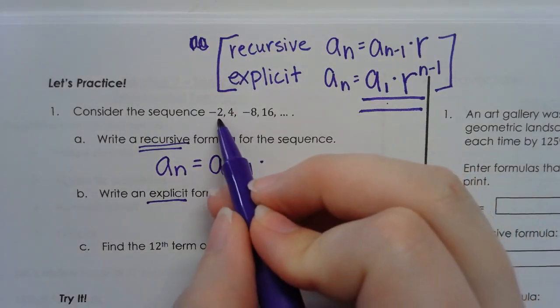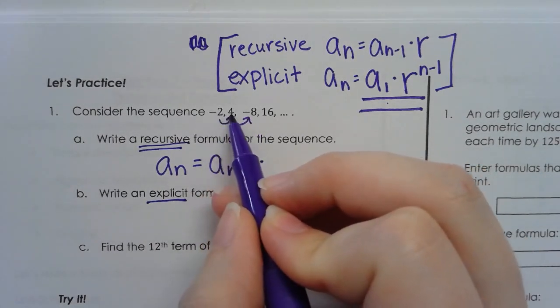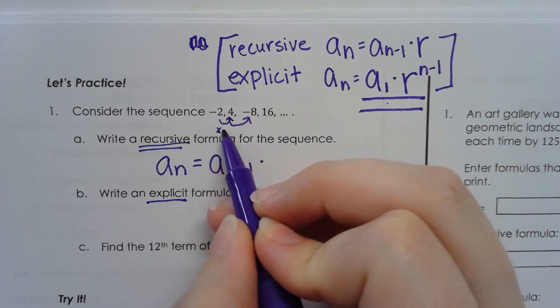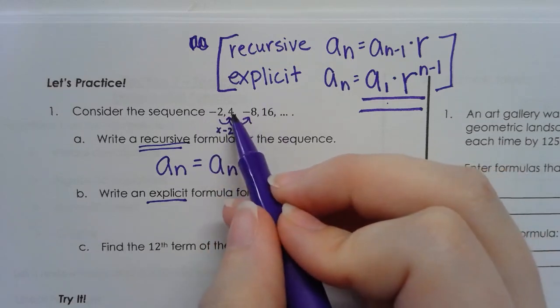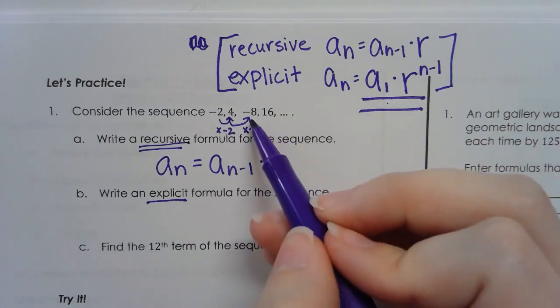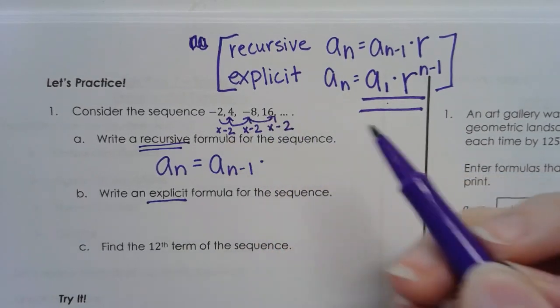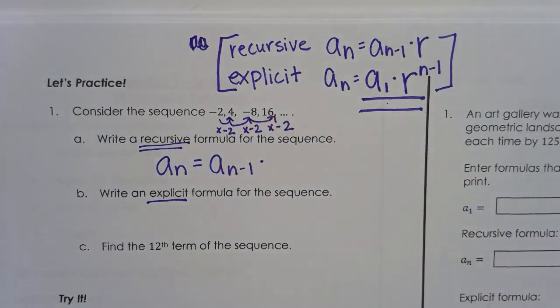Well, let's analyze right here to get that common ratio. To get from -2 to 4, I'm multiplying times -2. To get from 4 to -8, I'm multiplying times -2. To get from -8 to positive 16, I'm multiplying times -2. So, answer out loud, please. What is the common ratio?